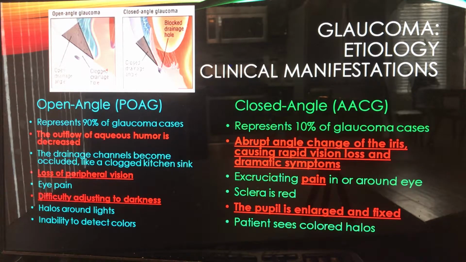So with your closed angle, this is an abrupt angle change of the iris, causing rapid vision loss and dramatic symptoms. The patient's going to experience excruciating pain in or around the eye. The sclera is red, and the pupil is enlarged and fixed, and the patient sees colored halos. So in open angle glaucoma, this is the inability to detect colors, but with closed angle, they're seeing these colored halos. So just the difference between these two. This one is going to lose peripheral vision. And over here, the pupil is enlarged and fixed. So just know the difference between those two.